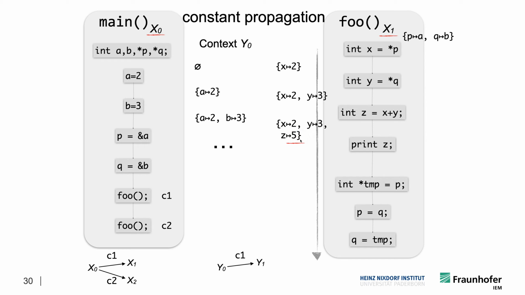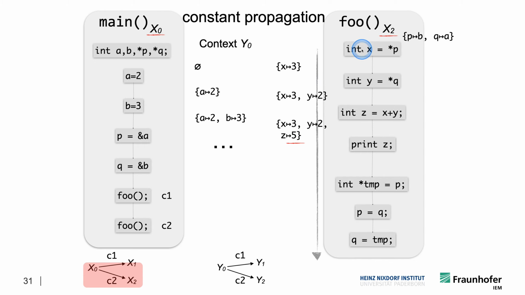Then we do the same again for call site C2. For call site C2, we now know that we need to take a look at the context x2, which looks like this, right? So it has the flipped pointer assignment here. And again, we can determine the very same precise information.